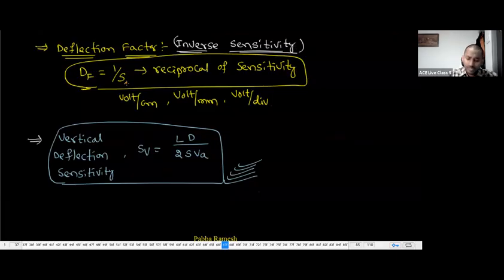This D only I'm taking for idea purpose. Otherwise, don't get confused with S and the other S. It is the reciprocal of sensitivity: volt per centimeter, volt per millimeter, volt per division.